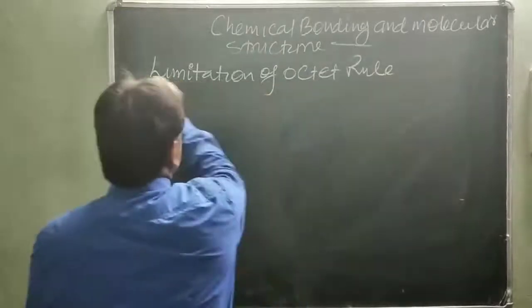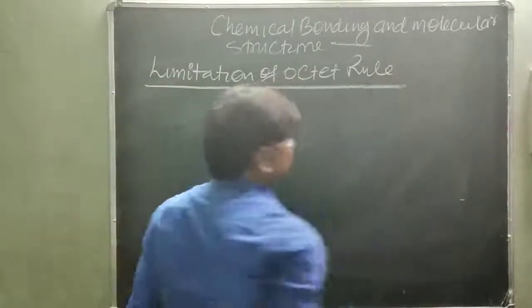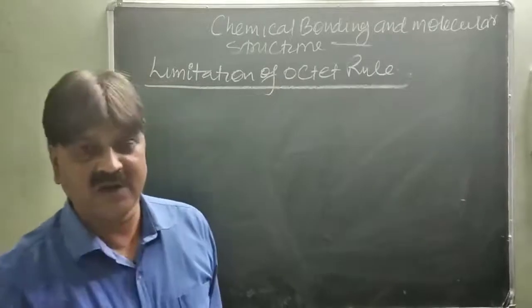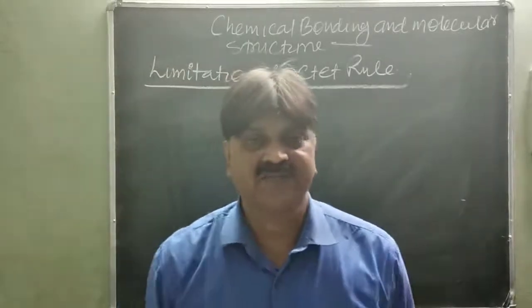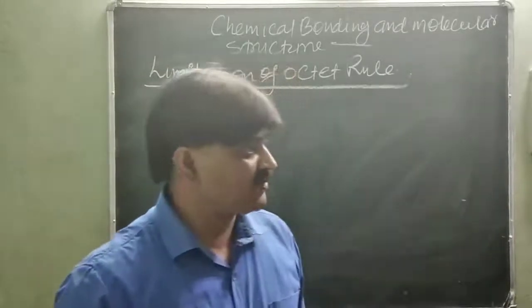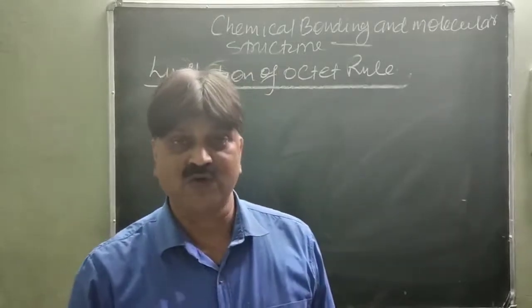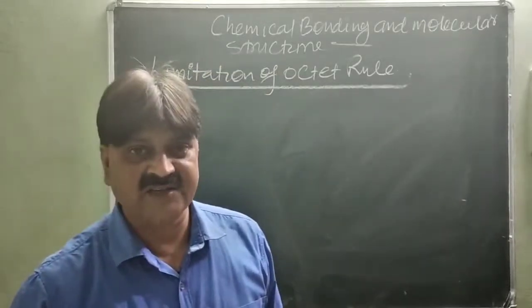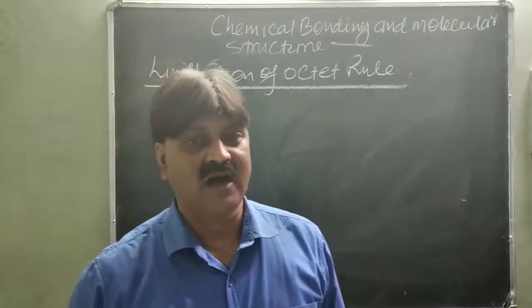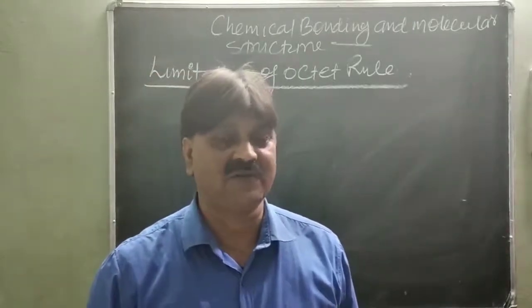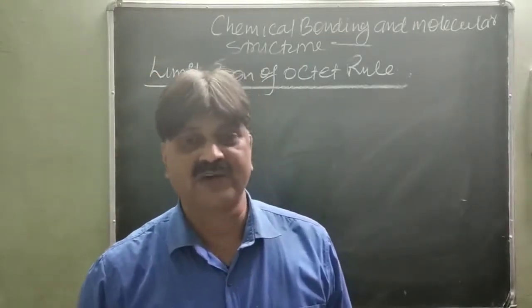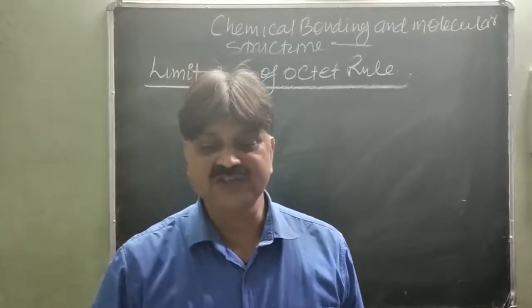Octet rule. Most atoms in a molecule achieve the octet structure, but some exceptional cases are also known which do not follow the octet rule. Either they have fewer than 8 electrons or an expanded form of electrons is found. So we will discuss the limitations of the octet rule.